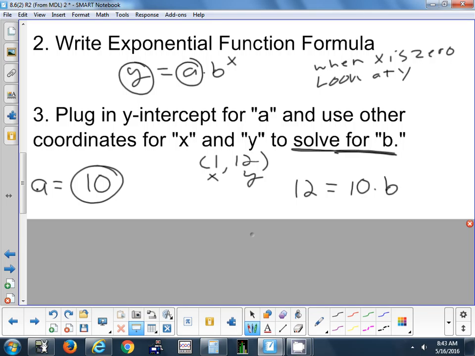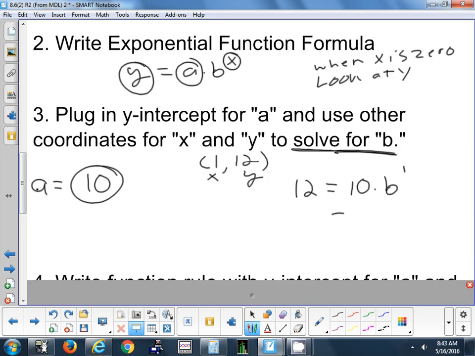And x is going to be 1. And I'm going to fill that in right there. All right. So now, a little space. What's b to the first power? Well, what happens when you raise anything to the first power? Does it change it? No. So b to the first power is just b.